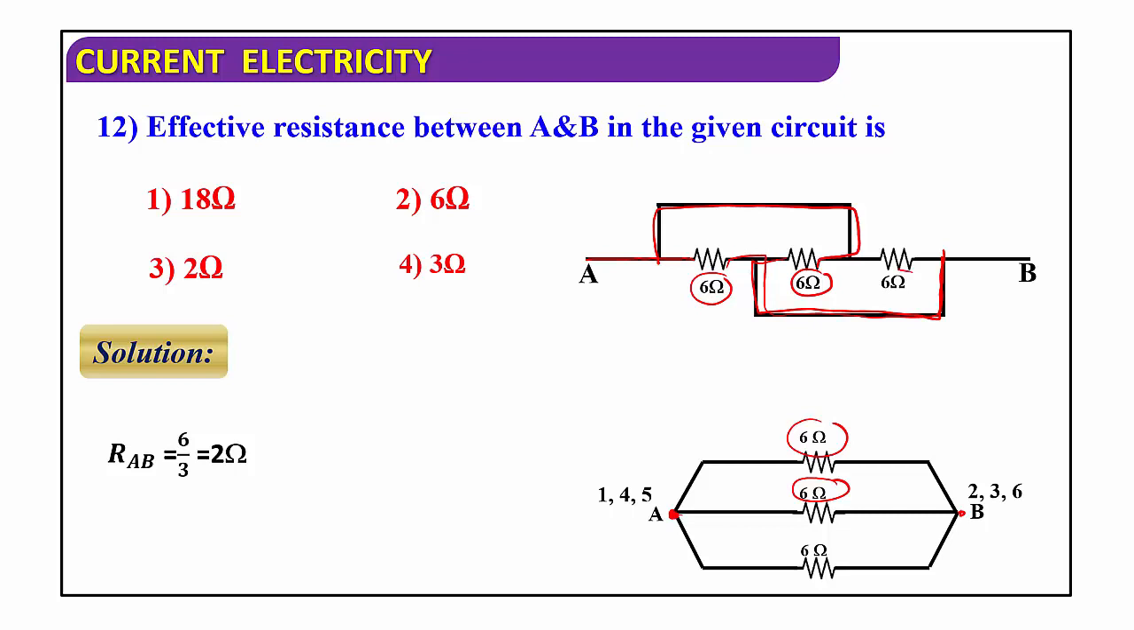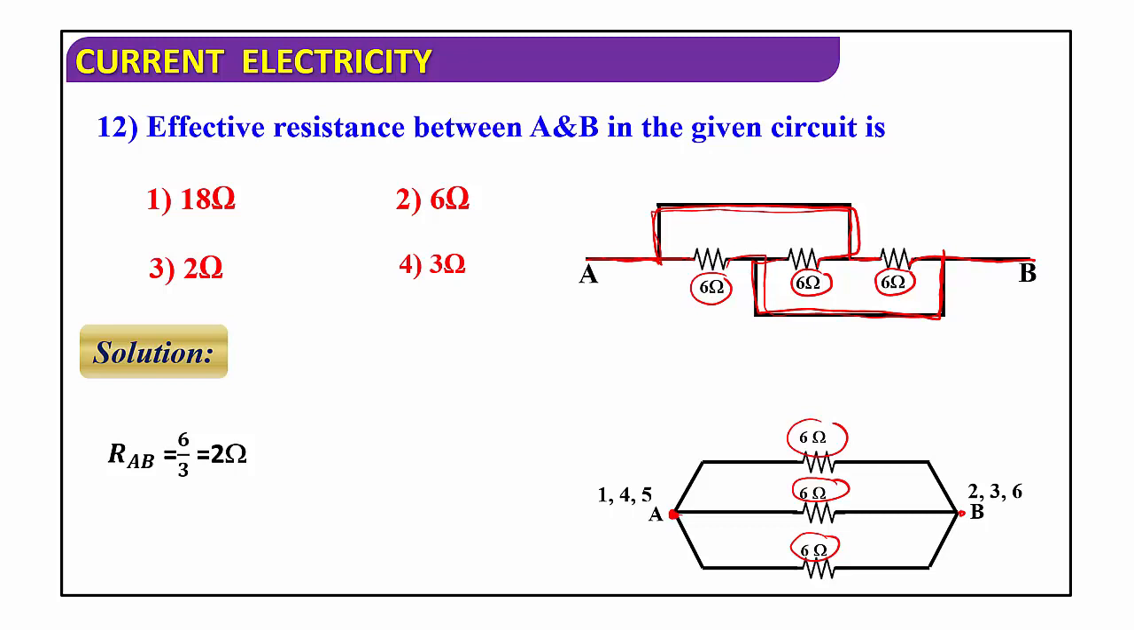Come to the third 6 ohm resistance. Observe only the ends of the resistance. One end is connected to terminal A and the other end is connected to terminal B. So I have redrawn it here. Now it is very easy to solve. This network can be redrawn like this. Now you can observe how they are connected. They are connected in parallel.